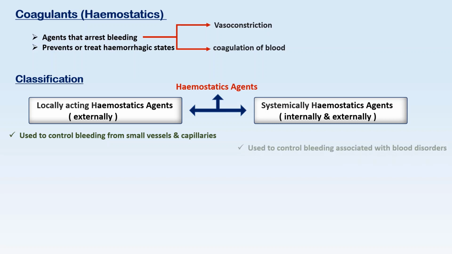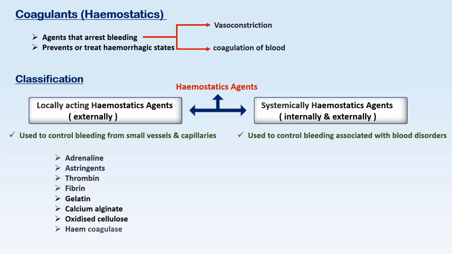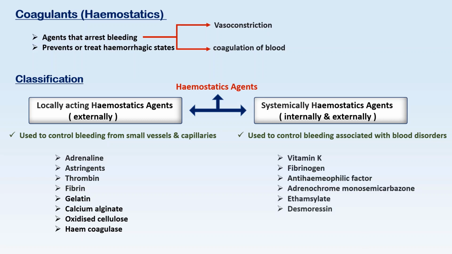While the systemically acting agents can be used to control bleeding associated with some bleeding disorders like hemophilia or Von Willebrand disease or hypothrombinemia and even in salicylate poisoning. Locally acting hemostatic agents include adrenaline, astringent, thrombin, fibrin, gelatin, calcium alginate, oxidized cellulose, and hemocoagulase. Whereas the systemically acting agents are vitamin K, fibrinogen, anti-hemophilic factors, adrenochrome monosemicarbazone, then ethamsylate and desmopressin.